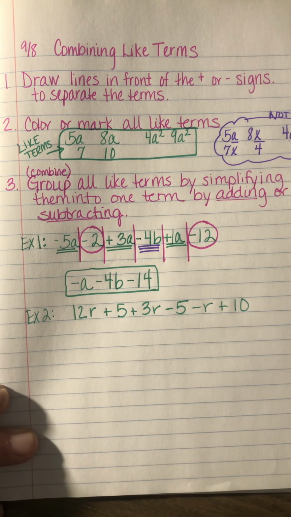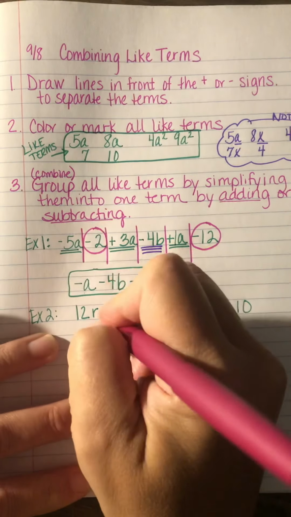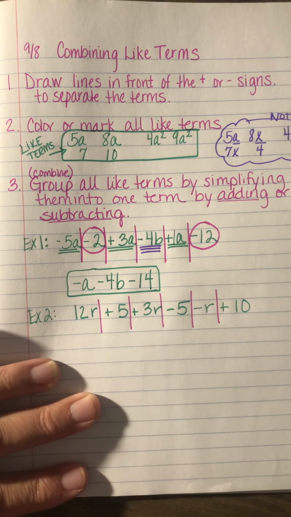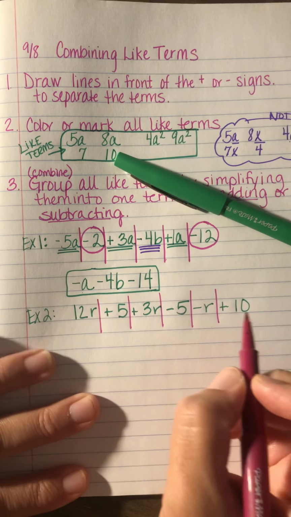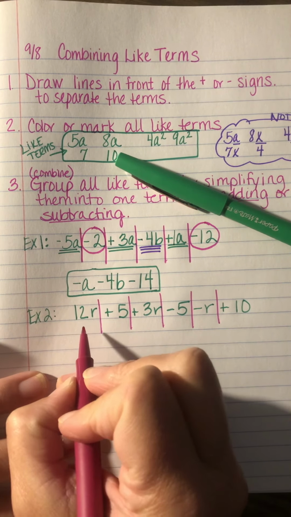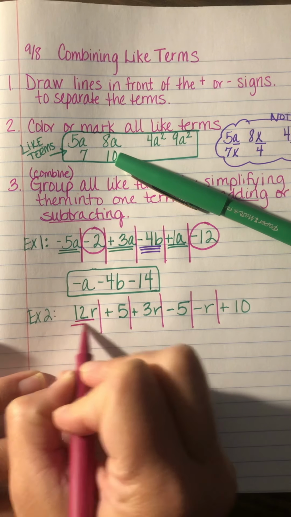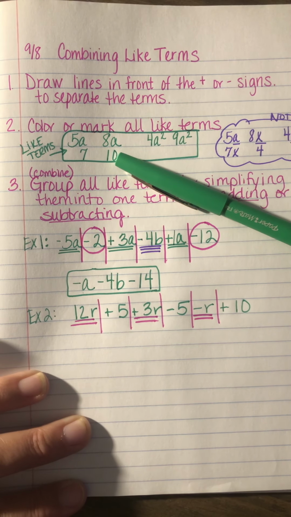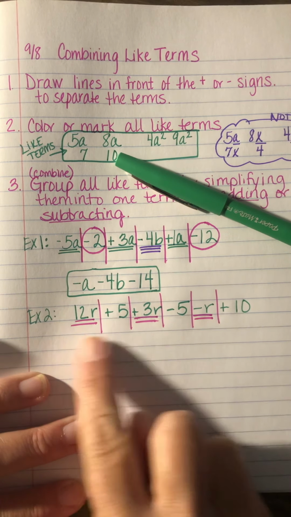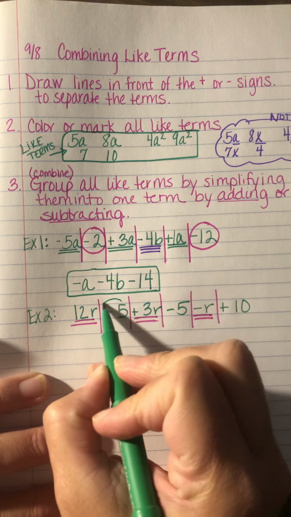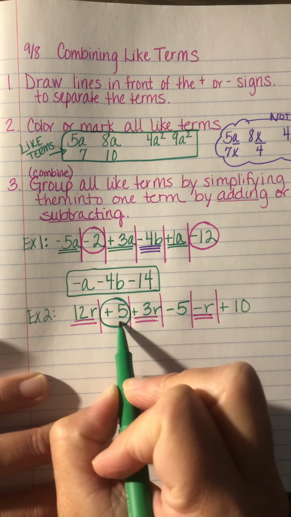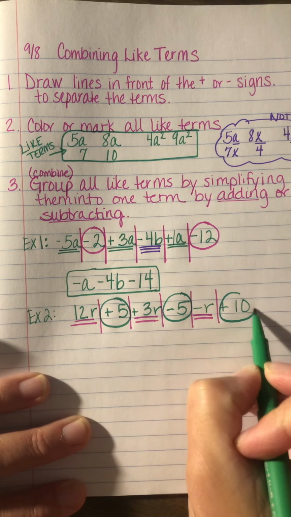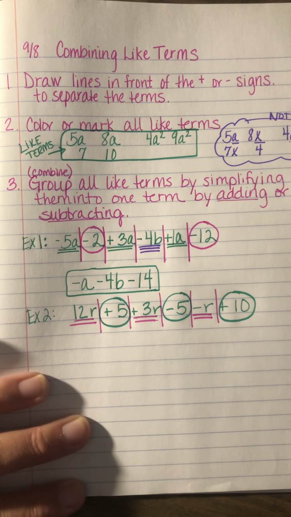So the first thing I'm going to do is draw my lines in front of the plus or minus signs. Separate it into my terms, and then I'm going to mark the terms that are the same, that are like terms. So first, start with all my r's. And remember, the signs don't matter, it's just the variable. These all have an r, so those are like terms. My next one that's not marked would be this 5. So I'm looking for numbers that stand alone, which are called constants. The other 3 numbers are constants there.